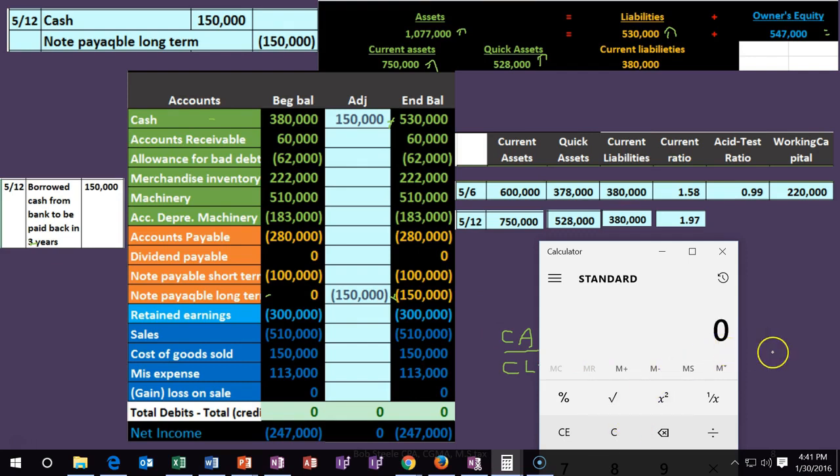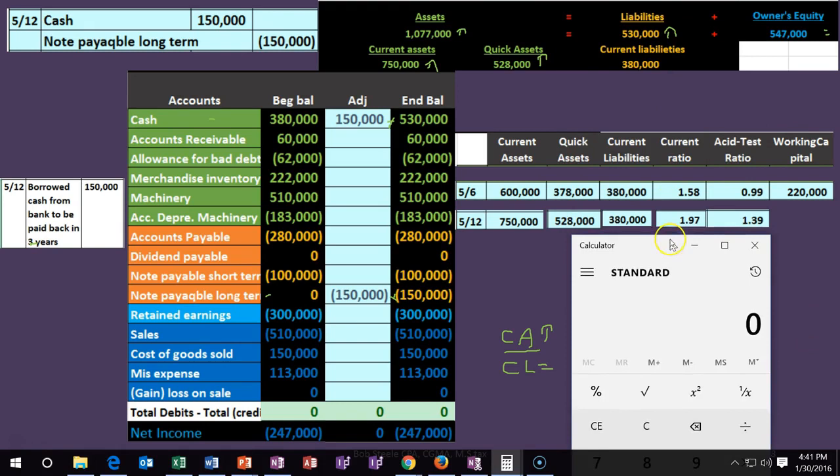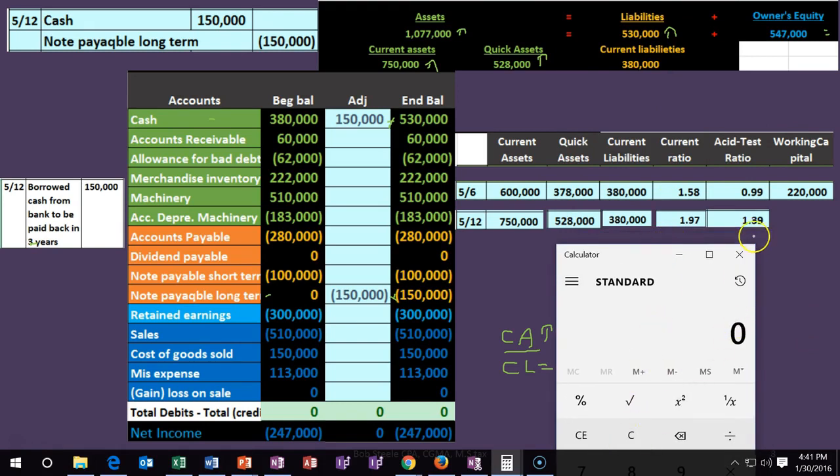So we do the same thing with the asset test. We're going to do the same type of calculation. That's also looking much better, which is over 1 now, which we generally like to see on both of these ratios, like to be over 1. So if we take the quick assets being the 528,000 over the current liabilities of 380,000, we now have the 1.3938. We're going to round it to 1.39.